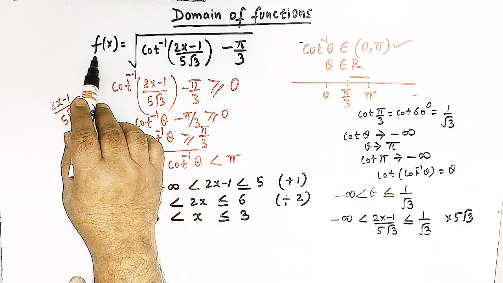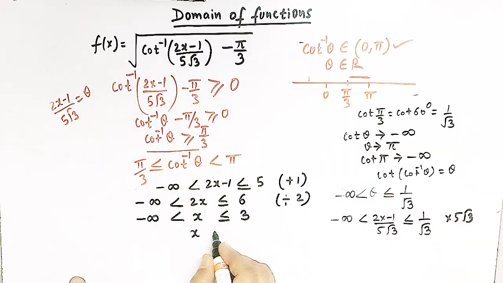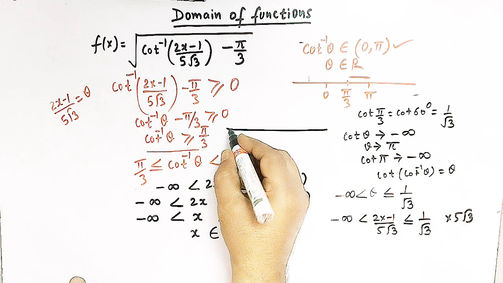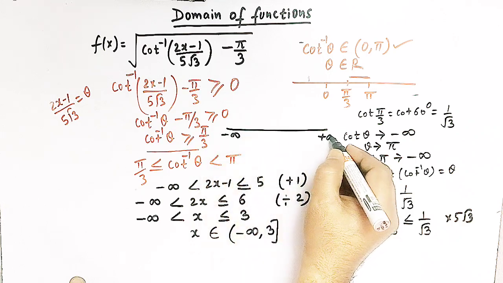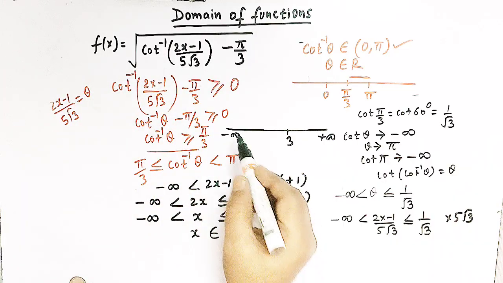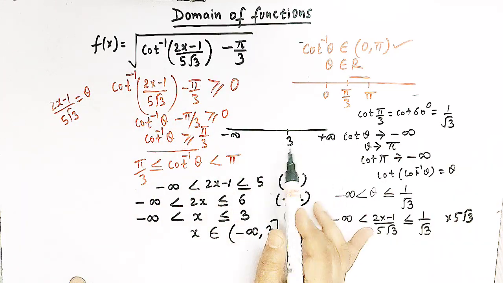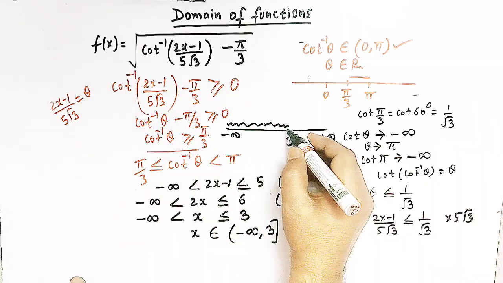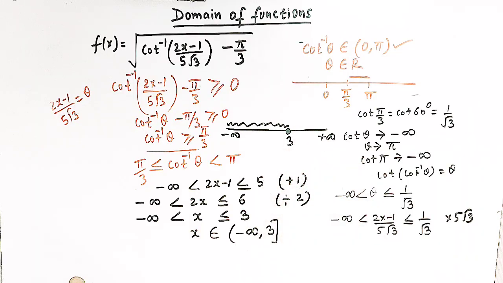So viewers, the domain of this function is given by the interval x belonging to minus infinity to 3, and here 3 is included. On the real number line, here we have 3. So the domain of this function f of x is from minus infinity to 3, including the number x equal to 3.